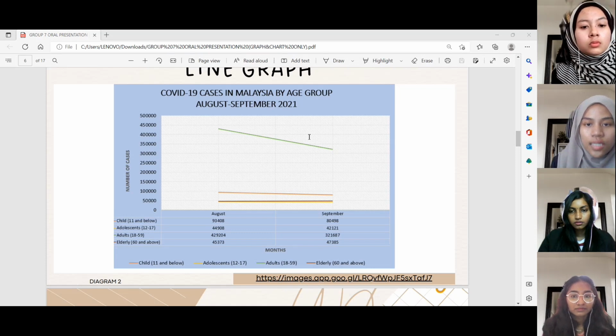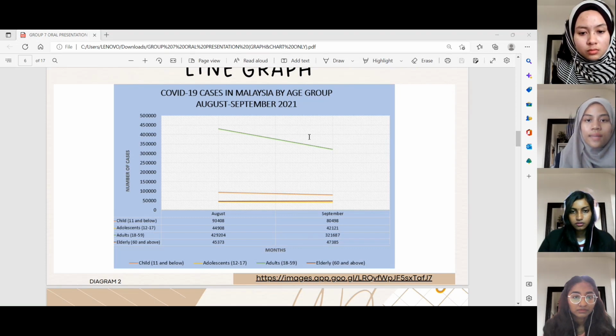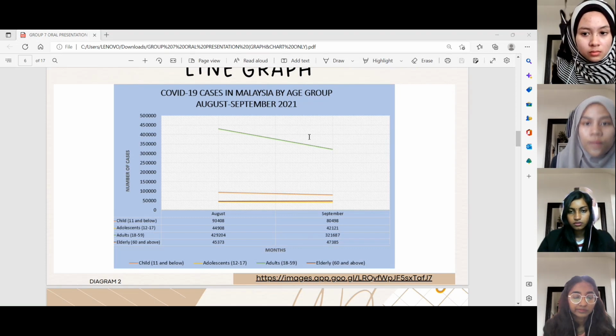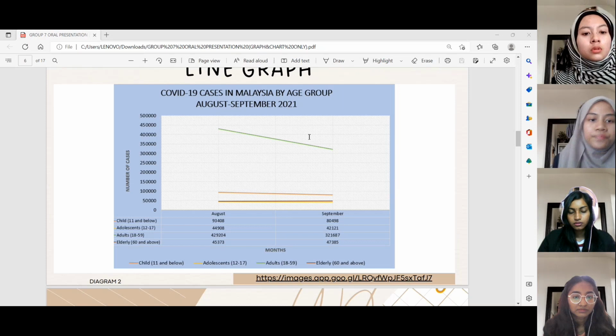And next, it can be seen that the frequency number of cases for adolescents 12 to 17 decreased fractionally from August to September. And for adults 18 to 59, it decreased slightly from August to September. And lastly, the elderly 60 and above increased marginally from August to September.